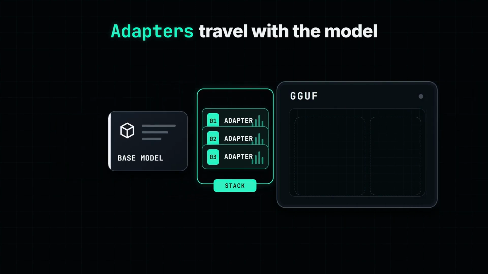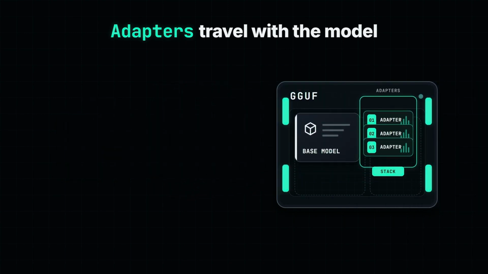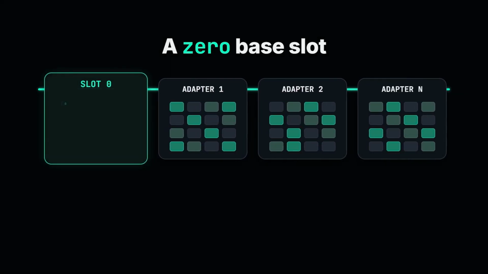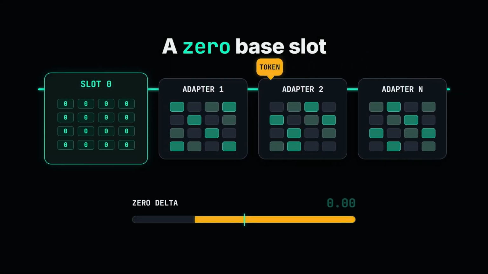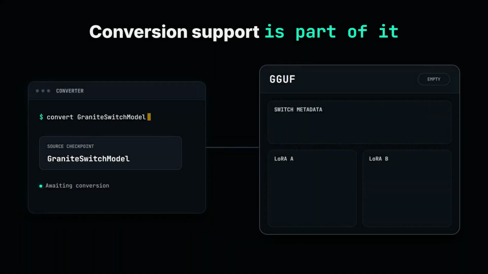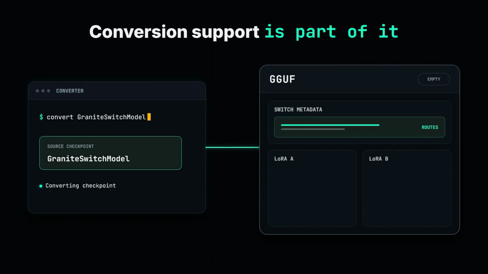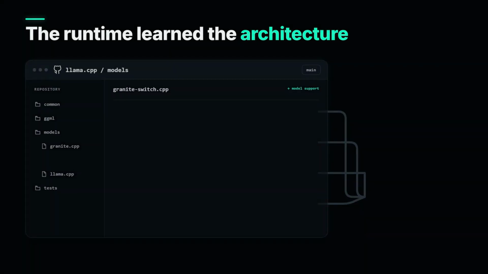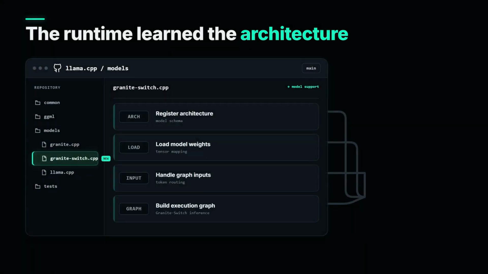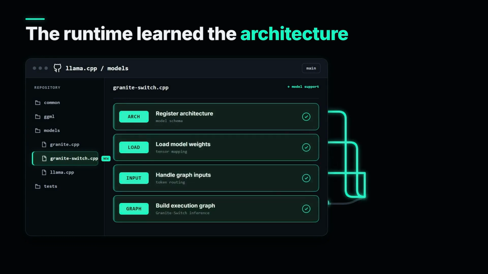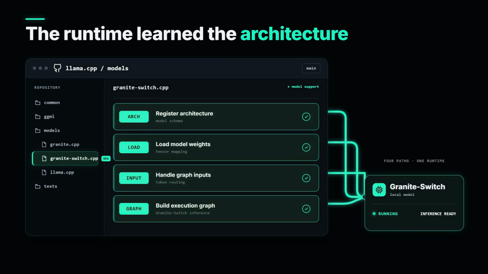Conversion stacks the adapters into tensors stored with the GGUF model. The converter also adds a zero-filled base slot, so ordinary tokens can select an exact zero adapter delta. The release lists a Granite-Switch model converter that emits switch metadata and stacks adapter A and B tensors for each projection. llama.cpp added architecture registration, model loading, graph input handling, and a dedicated Granite-Switch execution graph for inference.